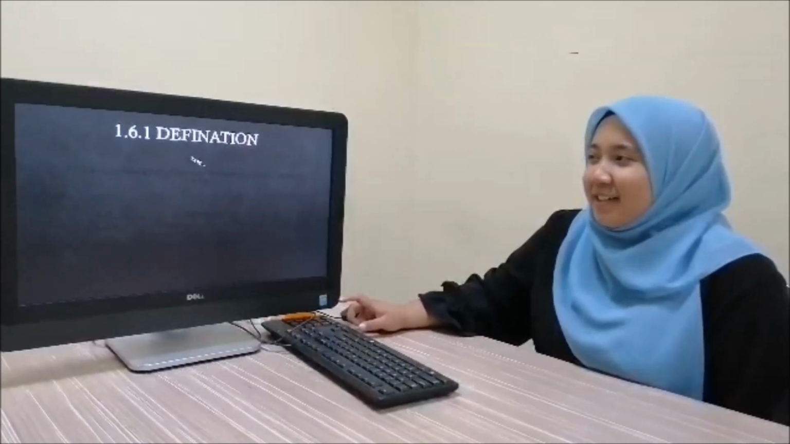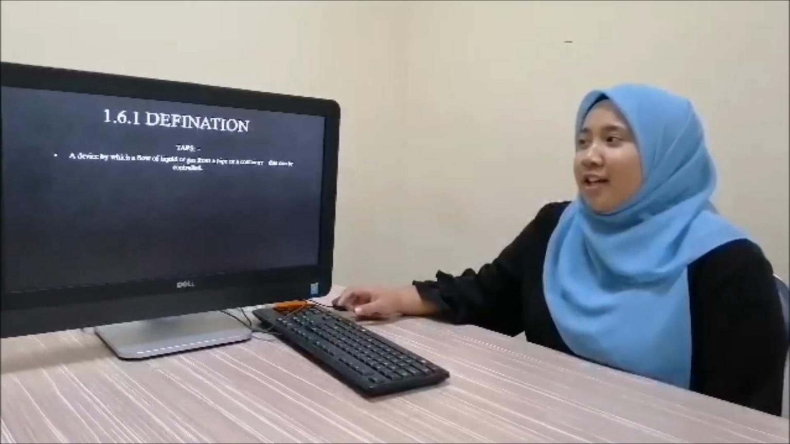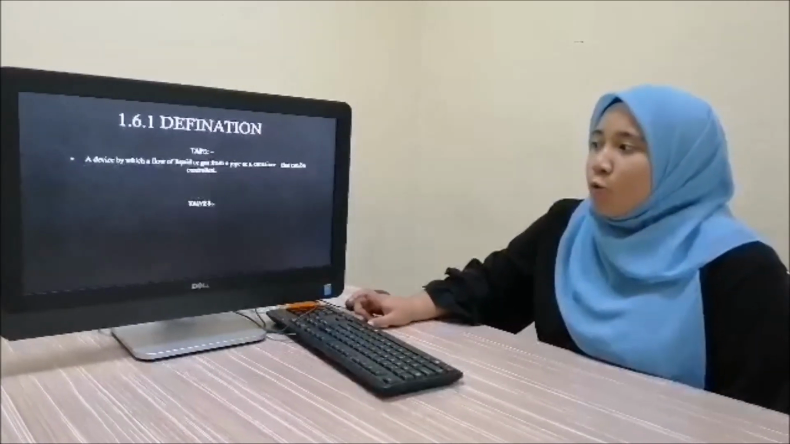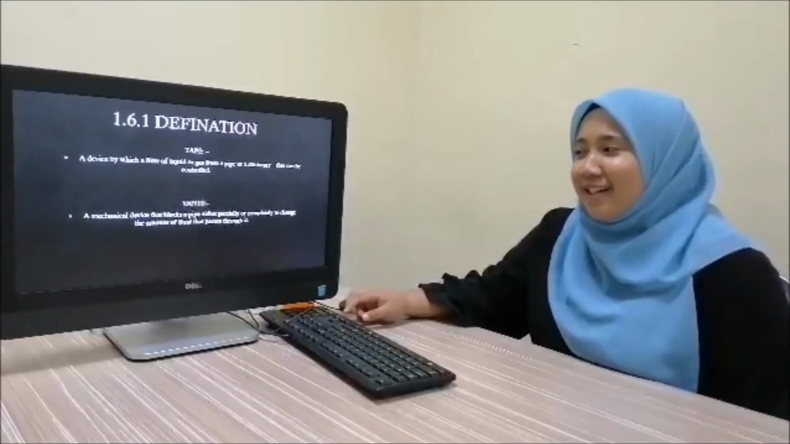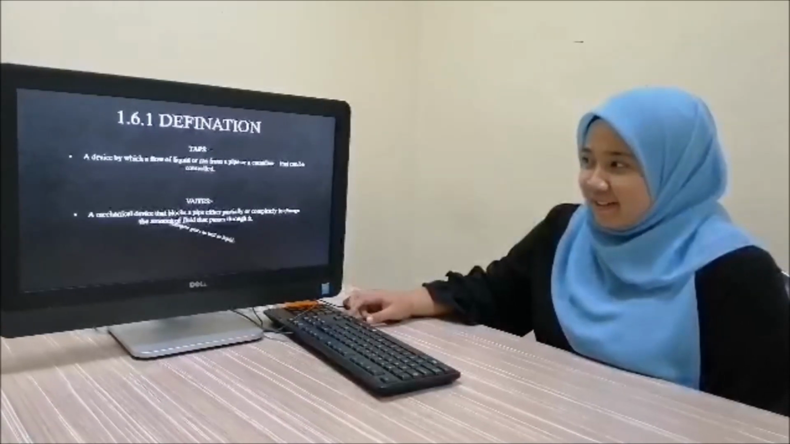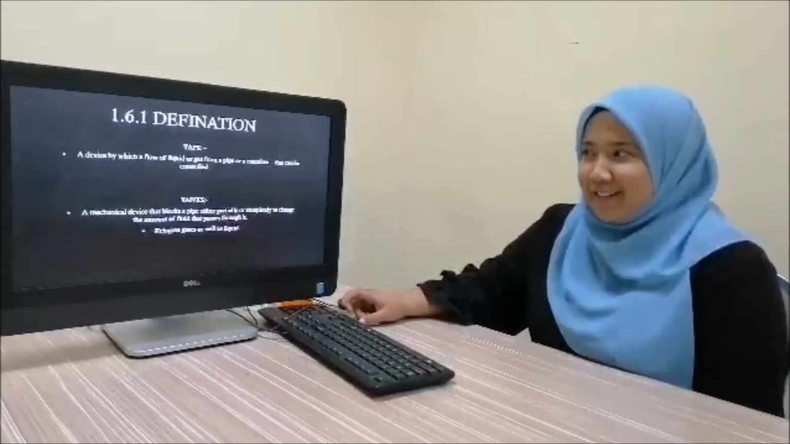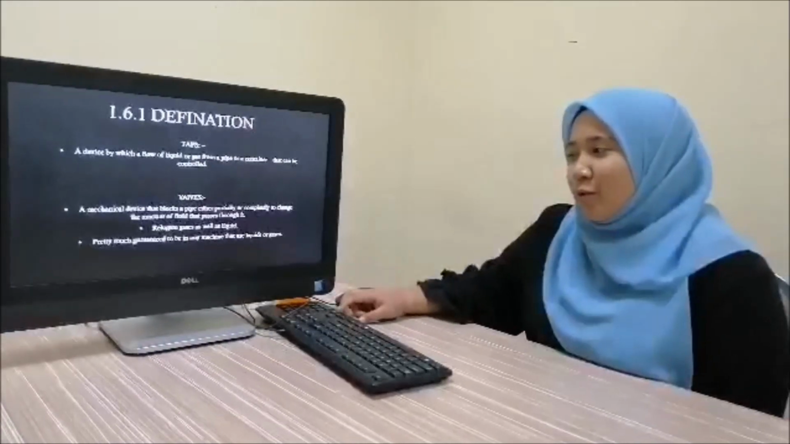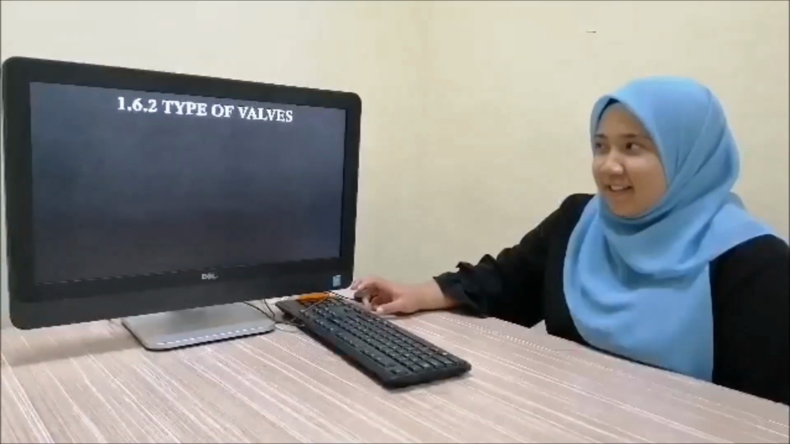Okay, definition. What is a tap? A device by which a flow of liquid or gas from a pipe or a container can be controlled. Valve. A mechanical device that blocks a pipe either partially or completely to change the amount of fluid that passes through it. Regulates gases as well as liquids. Pretty much guaranteed to be in any machine that uses liquid or gas. Made of metal or plastic.